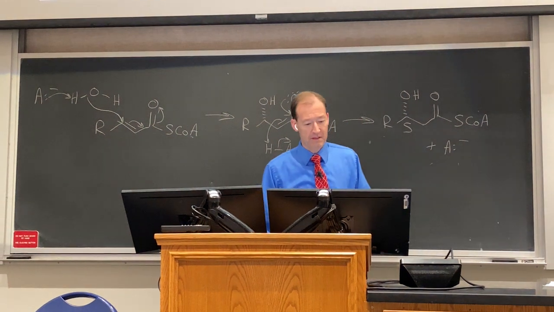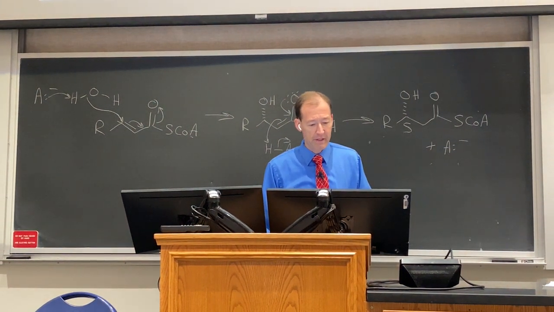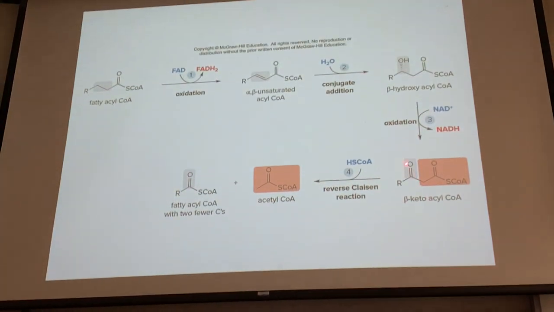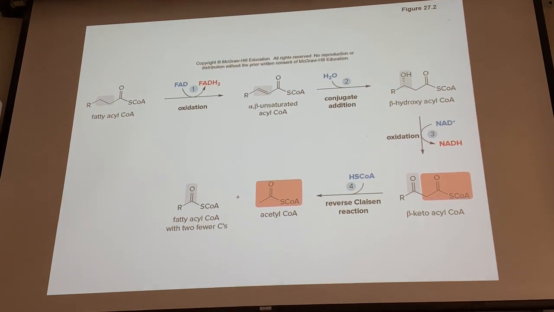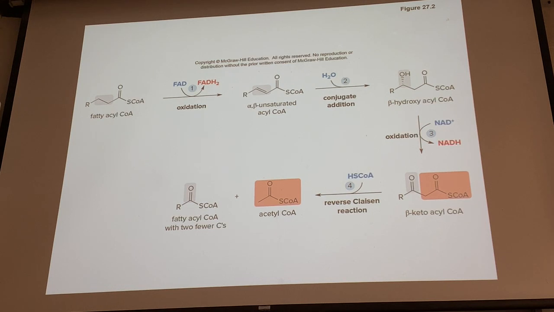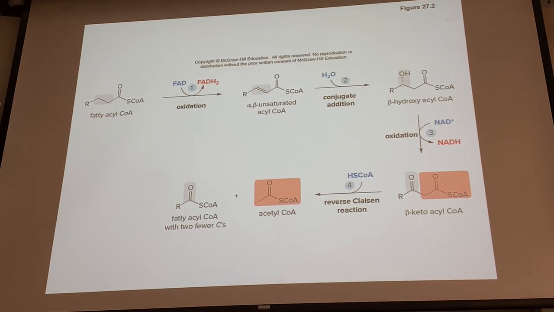Okay, so we'll go back to the figure of the cycle. Now that we have a beta keto thioester, it is going to behave similarly to a beta keto ester. Back in chapter 18, where we learned about the Claisen reaction, we learned that beta keto esters are synthesized by Claisen reactions. And the reverse of the Claisen can also occur.